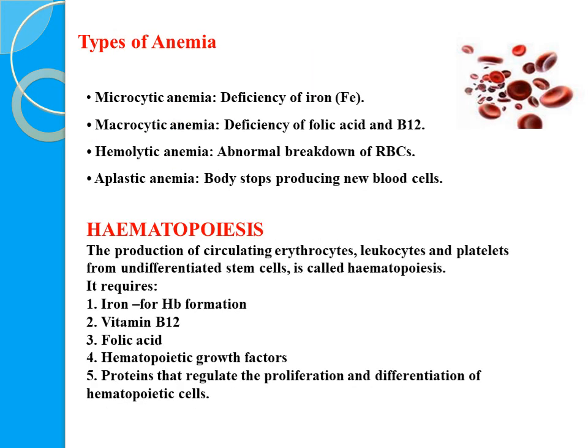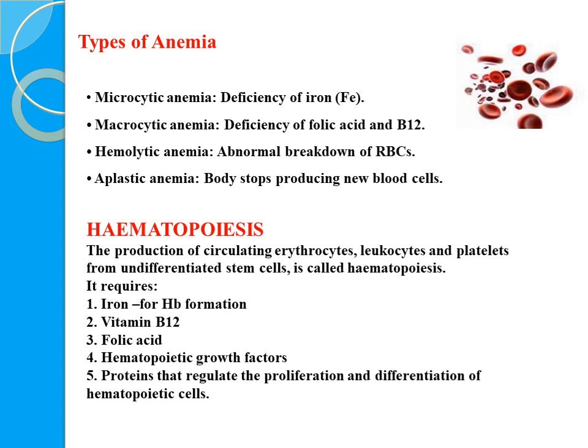Types of anemia. Basically, there are four kinds of anemia. First one is microcytic anemia. This microcytic anemia is caused due to the deficiency of iron. Second one is macrocytic anemia. This macrocytic anemia is caused due to the deficiency of folic acid or vitamin B12 that are needed for the absorption of iron.